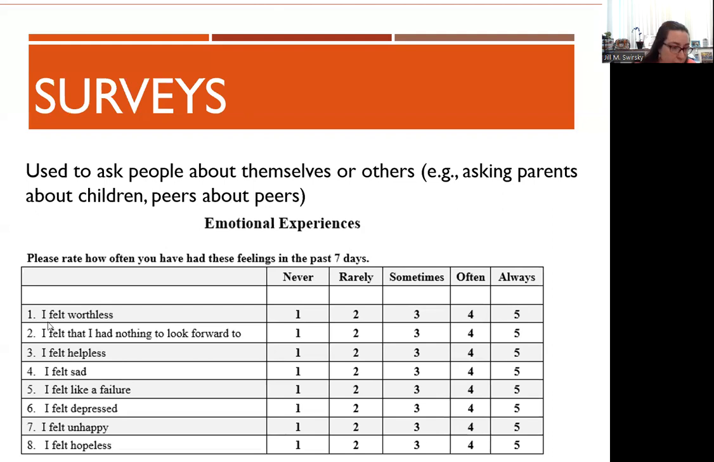And so people would go through and for each question, they would rate how often they had those feelings in the past 7 days. They'd circle a number. Now, surveys can be done in a variety of ways. The most common is self-reported, where we ask participants about themselves. Sometimes we can ask them about other people. If we're doing a study on young children, oftentimes parents or teachers would complete them on behalf of the child.